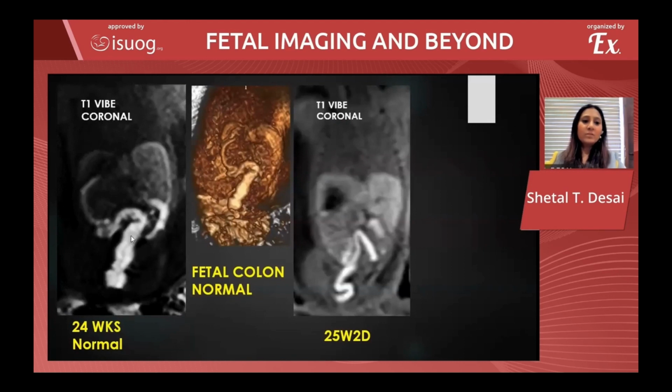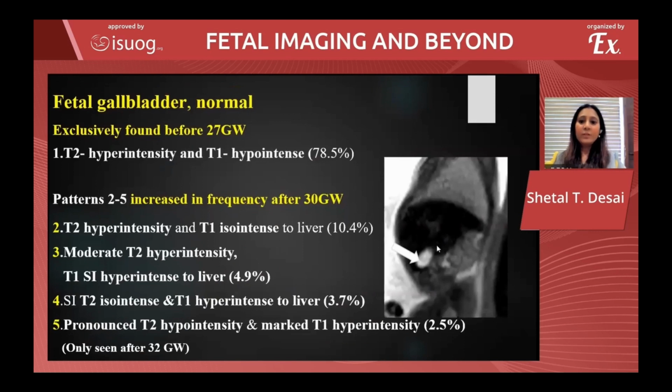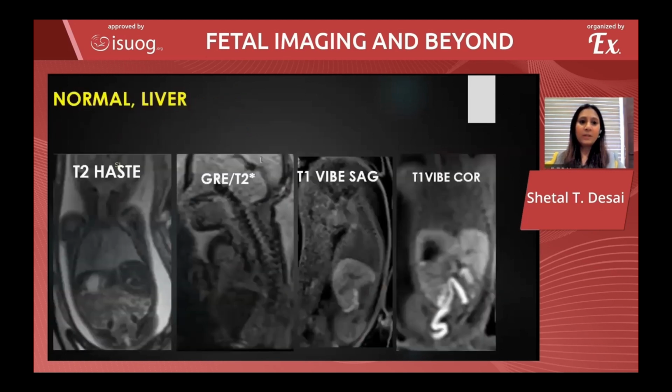At 24 weeks, you start seeing the sigmoid colon, the descending colon and the splenic flexure, with the ascending and the proximal transverse colon. 25 weeks onwards, you start seeing the entire colon with the obliquely oriented ascending and the transverse colon. Fetal gallbladder is seen as a pear-shaped hyperintense structure on the inferior aspect of the liver, which after 30 weeks shows variable signal intensity varying from iso to hypo to hyperintense, and this should be kept in mind.